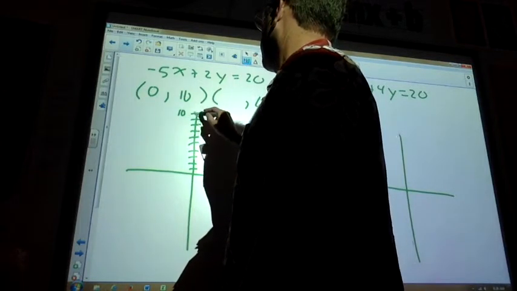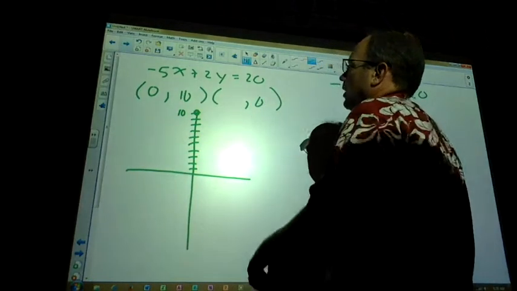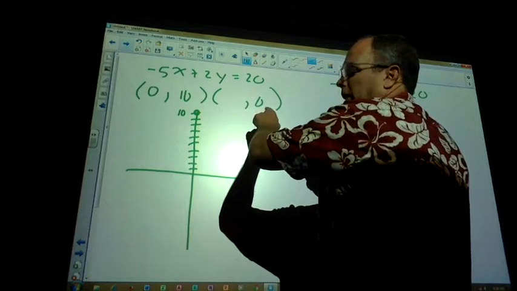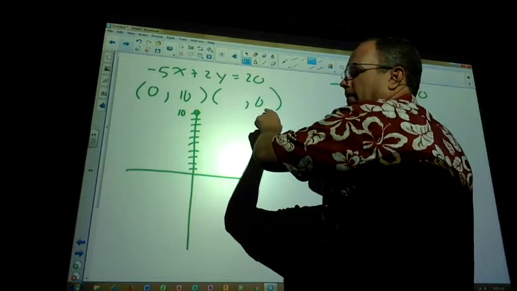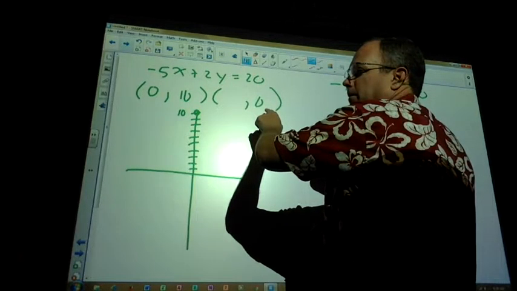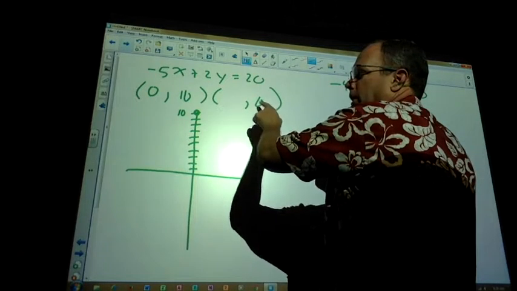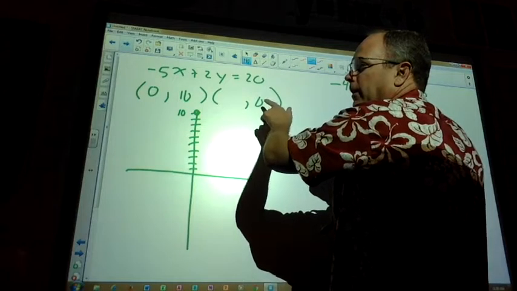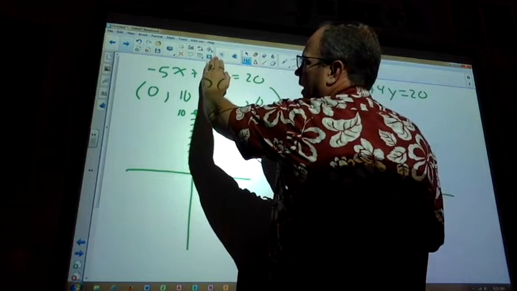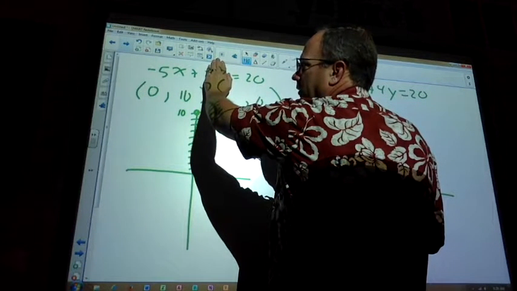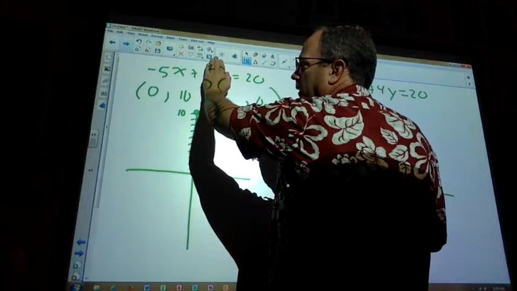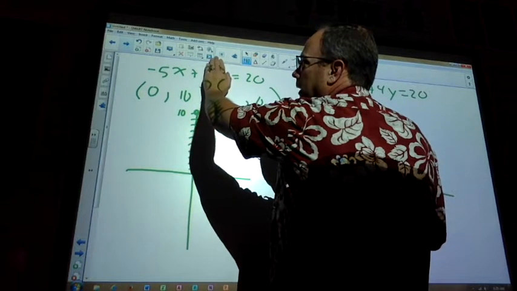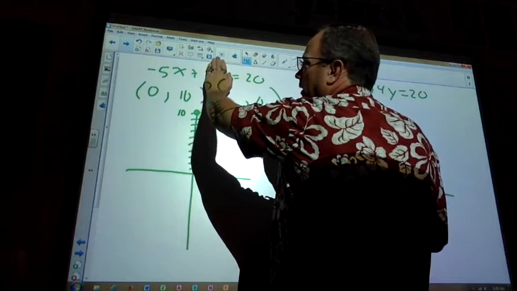Way up here, right? All right. So I'm going to plug this 0 in. Where does this 0 get plugged in now? Where did I plug this one into? Which one is this going to go into? The y. So -5x equals 20. So what does x have to equal? -5 times what gives me 20? -4. Good.